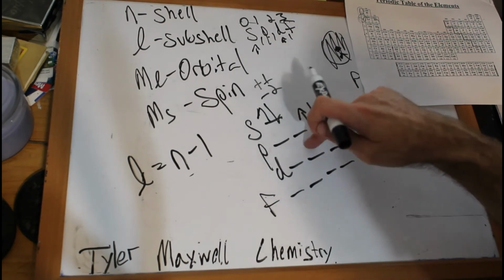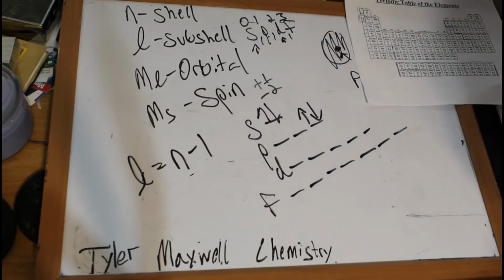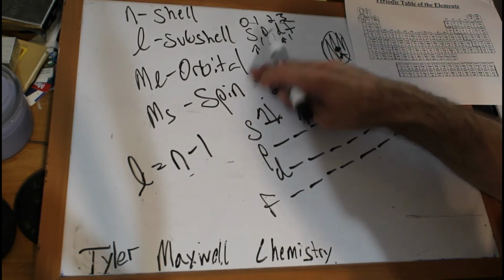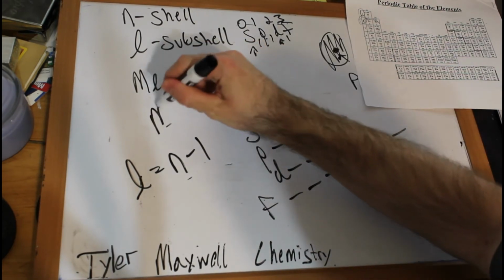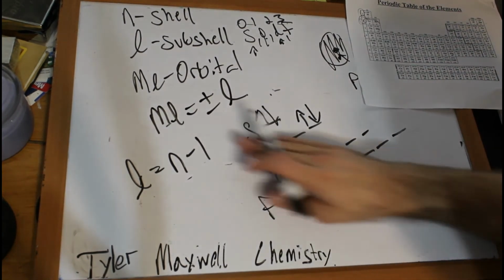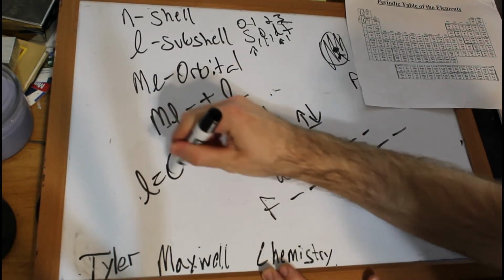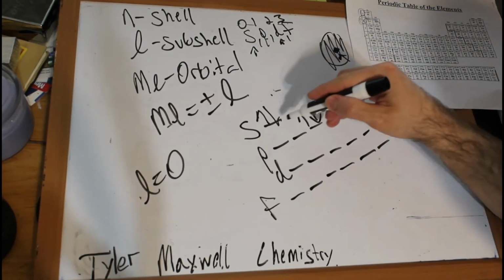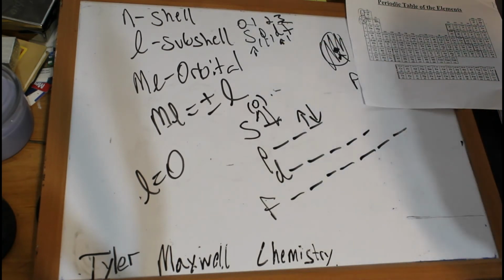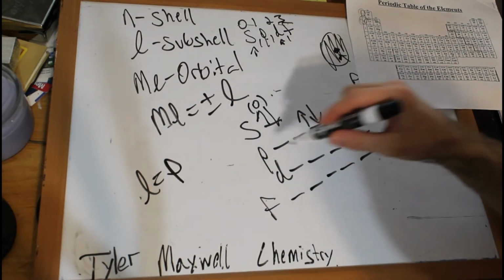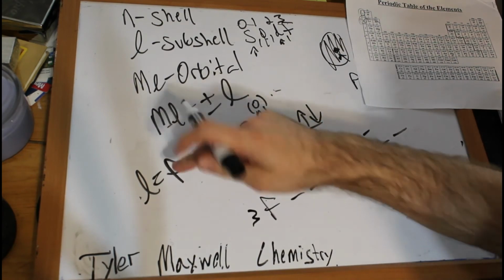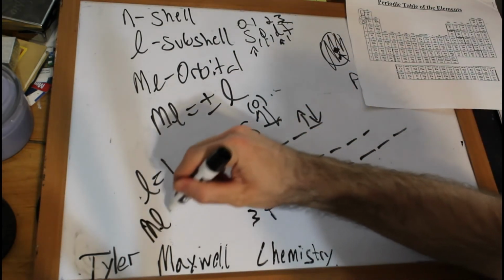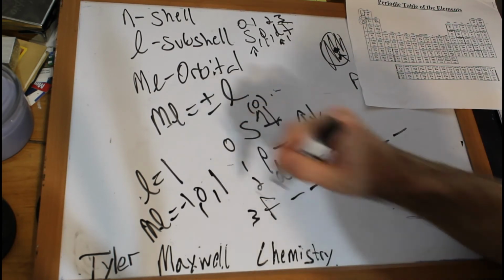So basically, each one of these orbitals corresponds to a value of ML. So ML can be plus or minus L. Let me get rid of MS for a second. So ML is equal to plus or minus L. If our L is 0, so it's an S orbital, then ML has to be equal to 0. If we look at our S, there's only one orbital, and that's an ML of 0. For our P, L is 1, remember 0, 1, 2, 3. So ML can be plus or minus 1, which means it could be minus 1, 0, or 1.